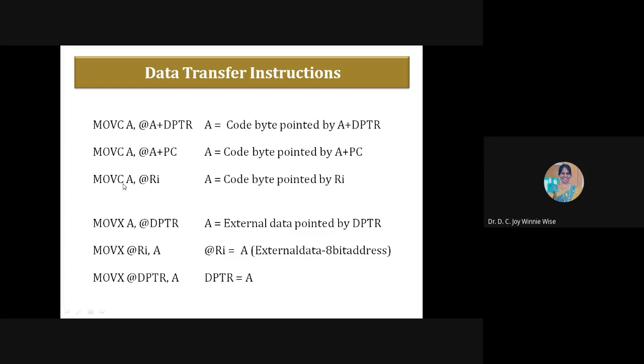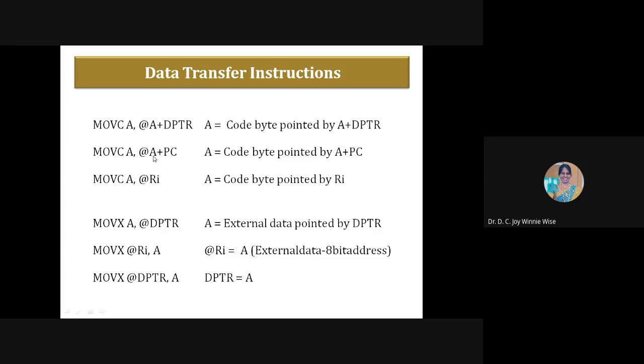Okay. Next, the instruction is MOVC. Here the destination is accumulator. Whenever we have the @ symbol, it means the data in that memory location. So we have to add accumulator and DPTR register, and the data in that memory location will be transferred to accumulator. Accumulator is an 8-bit register, DPTR is a 16-bit register. So we add both, and data from that memory location will be transferred to accumulator.